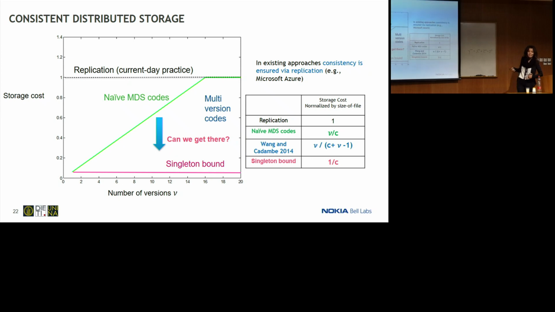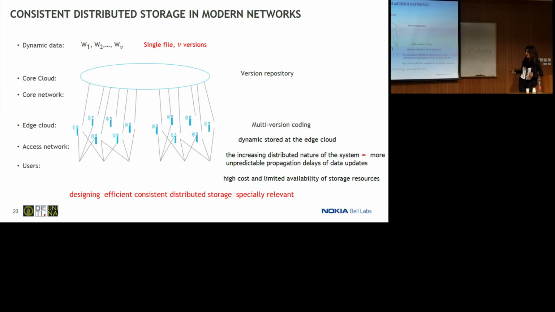And why is this relevant? This is extremely relevant in next generation services. In fact, next generation services like IoT, blockchain, financial trading are characterized by the fact that the data are extremely dynamic. There is a very stringent latency requirement, and in addition, users need to interact with the data in real time. So this is pushing the dynamic data to be stored at the edge cloud, at the wireless edge, leaving the core cloud more like a repository.